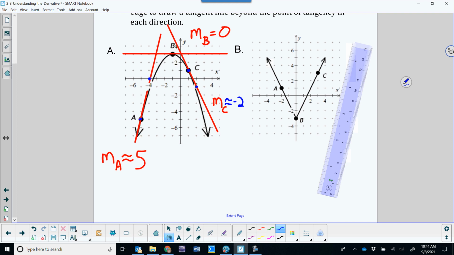So let's look at B. Now for B, I don't really need to draw anything, because if I drew the tangent line, I would be on the line. So I can sort of decide, well, hey, this would be the tangent line here.